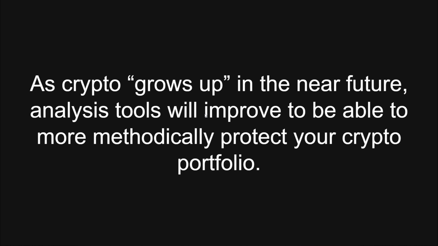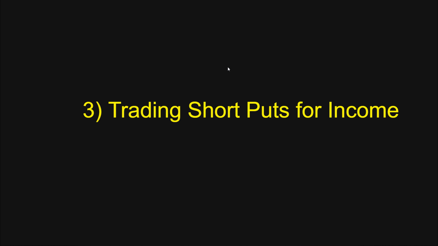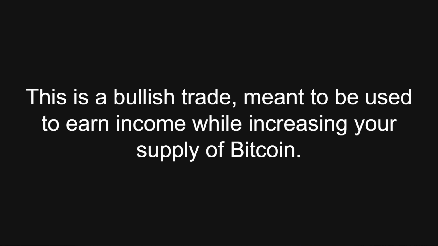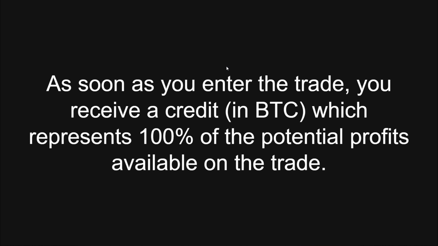Number 3 is our last application for puts, and it's going to be trading short puts for income. And of course, we're going to expand on this further in the program. This is a bullish trade meant to be used to earn income while increasing your supply of Bitcoin. As soon as you enter the trade, you're going to receive a credit in Bitcoin, which represents 100% of the potential profits available on the trade. So as soon as you get paid, that's the most that you're going to earn in terms of the profits from that short put trade.